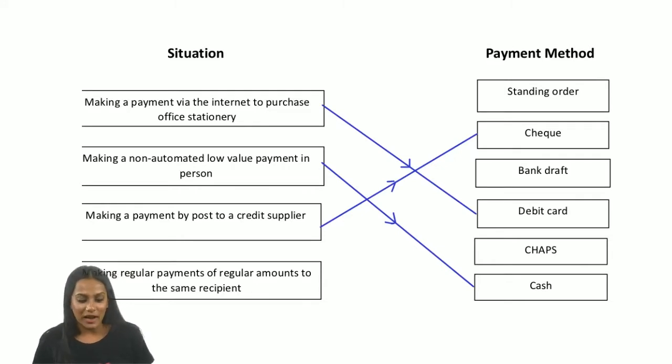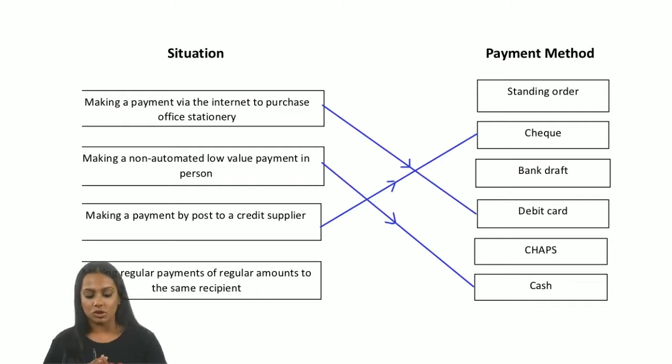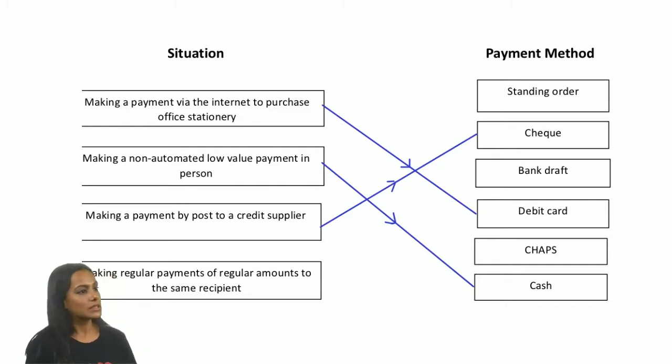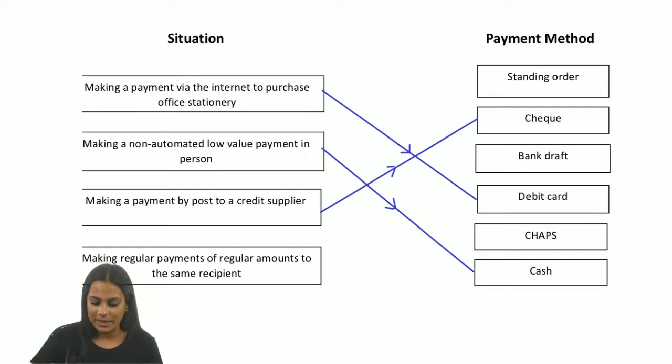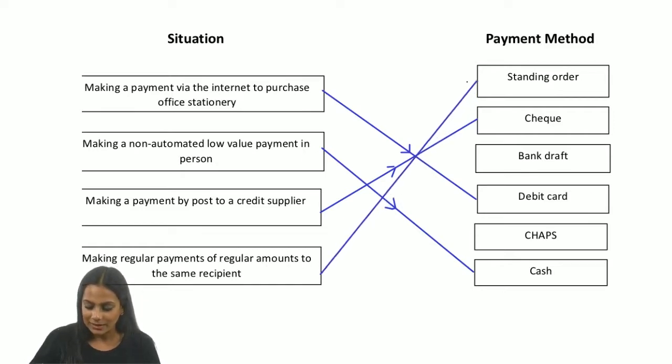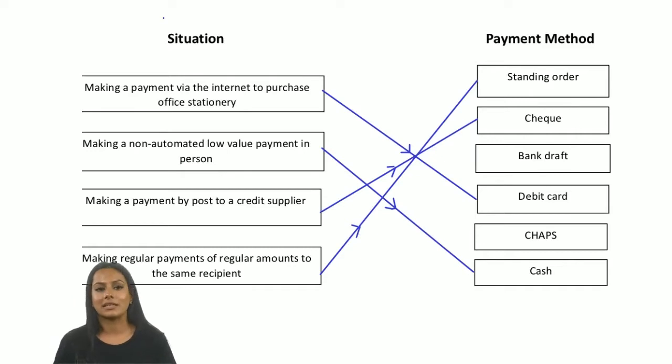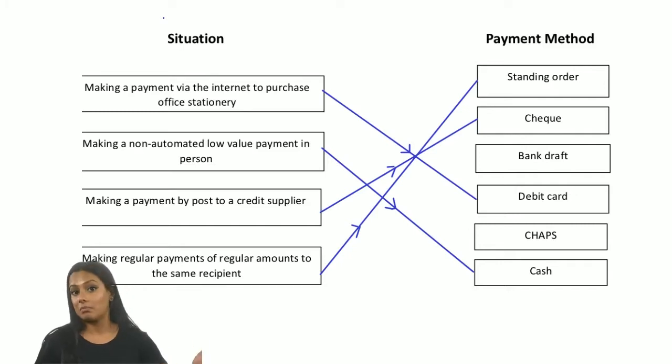And then we've got the final one, making regular payments of regular amounts to the same recipient. Okay, so if you're going to be making regular amounts and regular payments, then the best thing would be via a sort of bank transfer. And the best bank transfer that I can think of here would be a standing order. A standing order is when you are going to be instructing the bank that I would like you to take out £100 at the start of each month from my bank account and pay X.